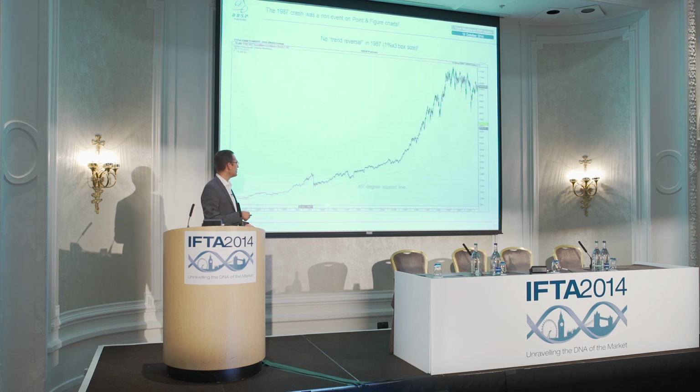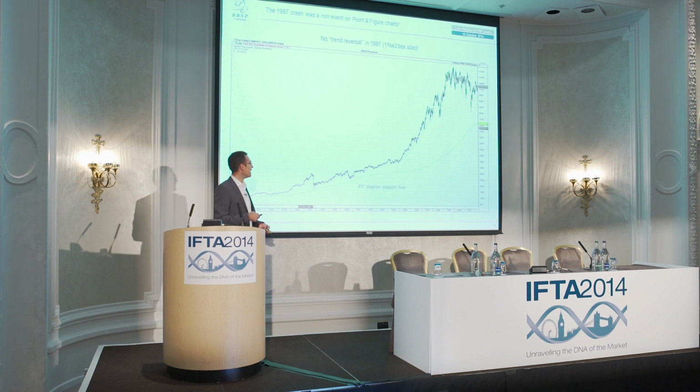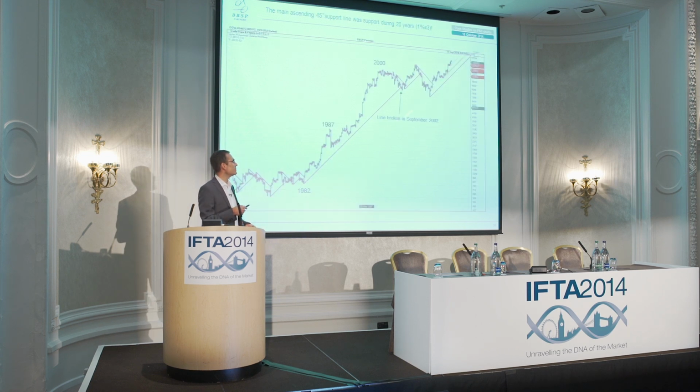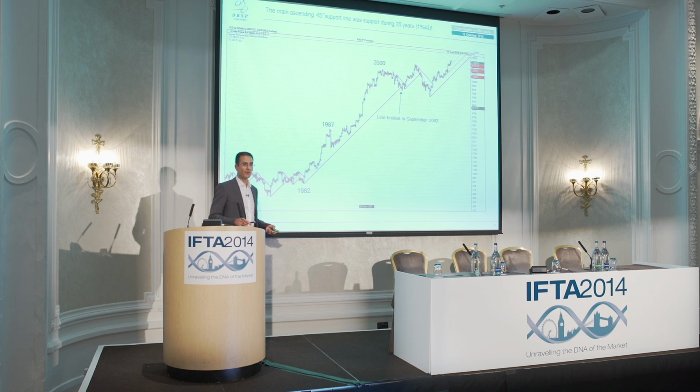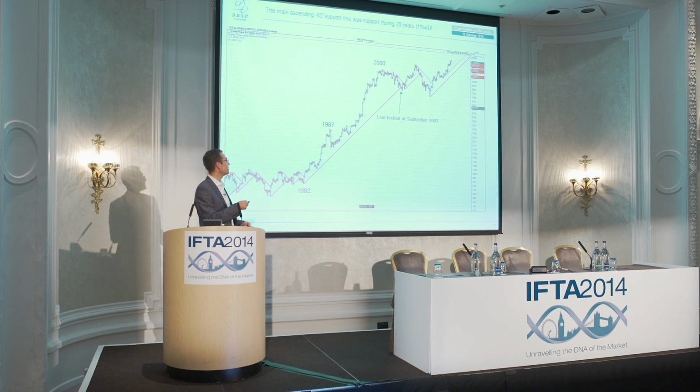As I told you, about the 45-degree line, we have here the 1987 crash. This support line was not broken. It was not broken either in 1990. And it was broken in the end in September 2002. So according to this point and figure chart, the bull market lasted 20 years, which is a very long time. And for 20 years, we never had a break below this support line.